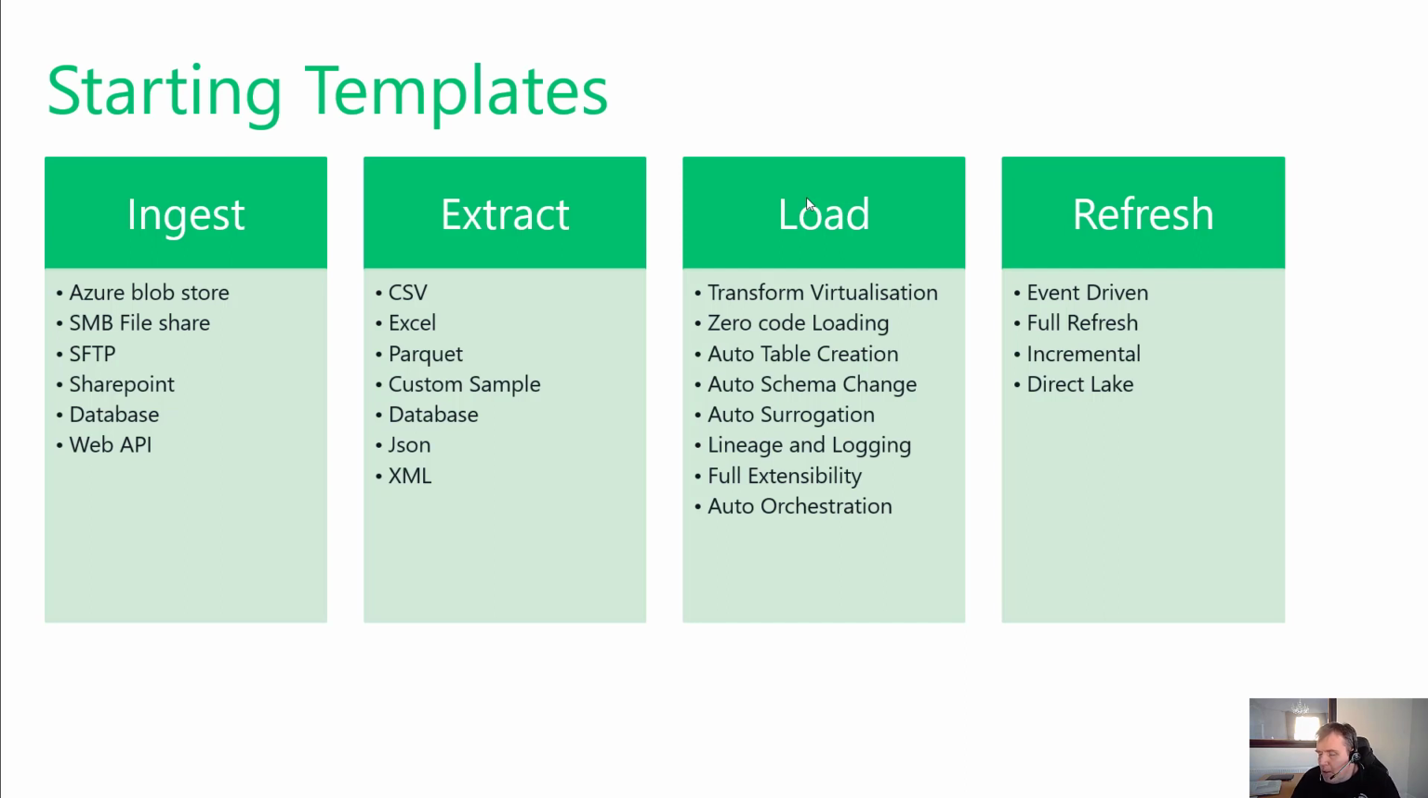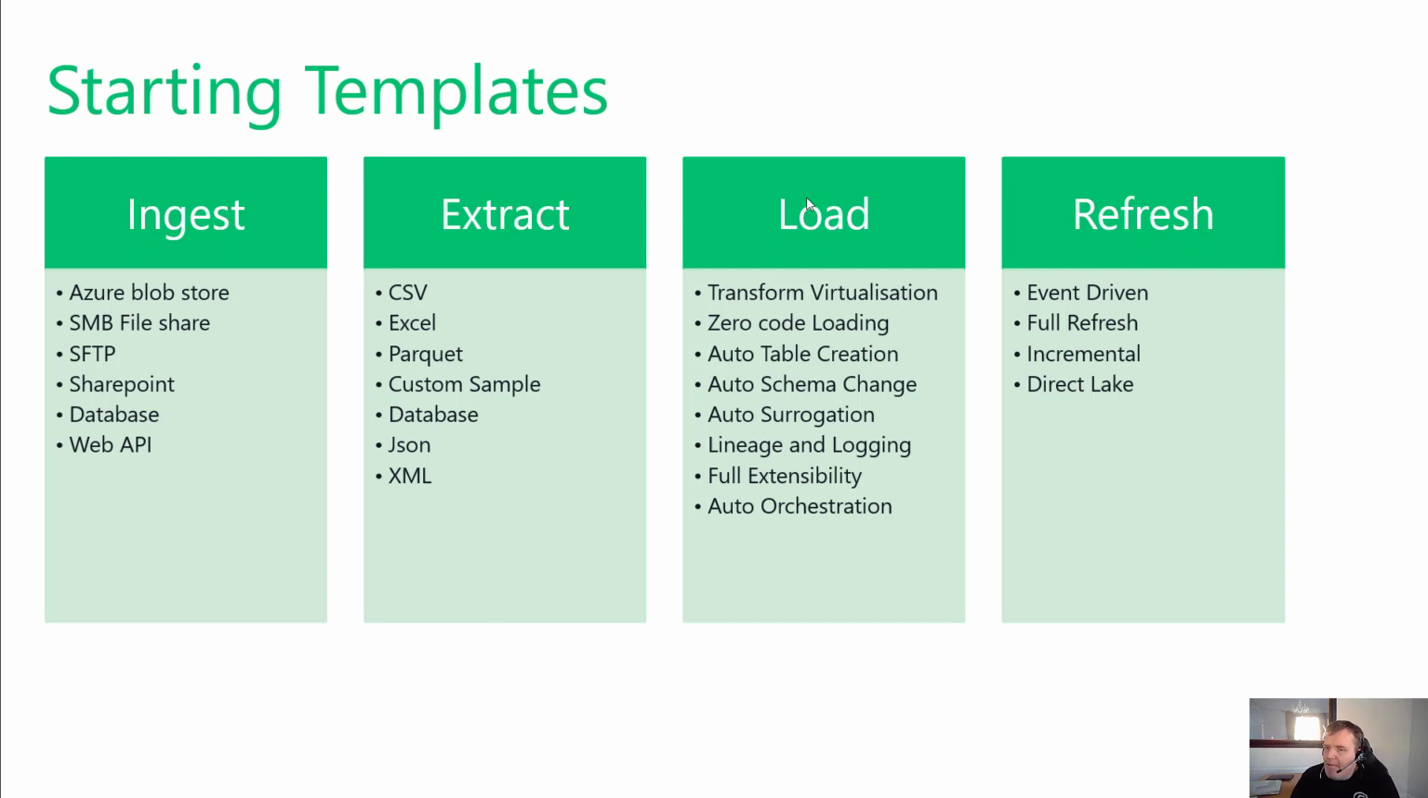Well, the actual loading of it and the strategy of the load. Are we doing a delta load? Are we doing a truncate and load? Do we have any surrogation, automatic creation of the physical schema, automatic handling of any schema changes, auto surrogation, all the enterprise features like lineage, logging, error handling, and also extensibility. What if I want to do something slightly off piece or do it in a slightly different way?